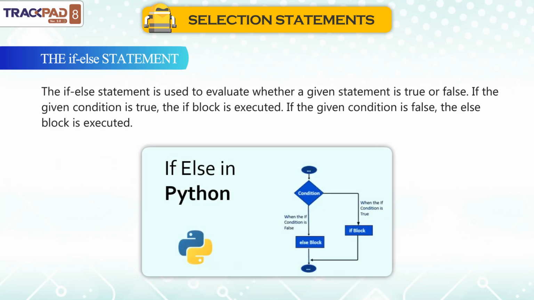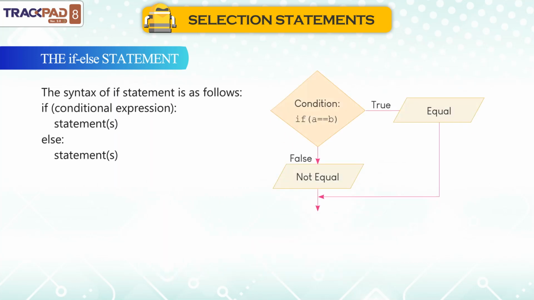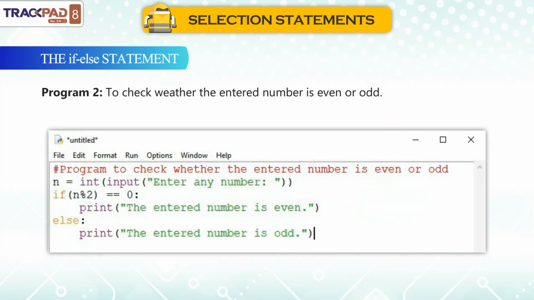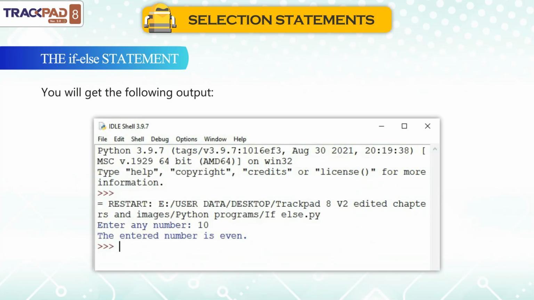The if-else statement. The if-else statement is used to evaluate whether a given statement is true or false. If the given condition is true, the if block is executed. If the given condition is false, the else block is executed. The syntax of if-else statement is as follows. If conditional expression statements, else statements. Program 2. To check whether the entered number is even or odd. You will get the following output.